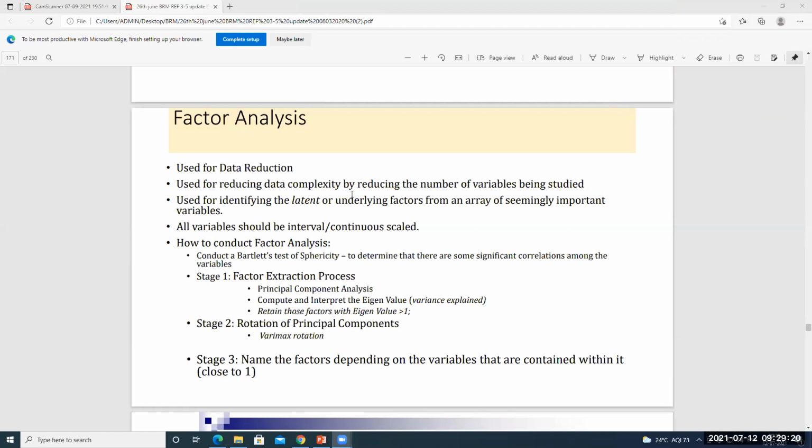The third point that you need to remember is all variables should be interval or continuous scale. Can you give some examples? Students, can you put some examples in the chat box? What do you mean by interval scaled data or continuous scale data? Can you give some examples, please?